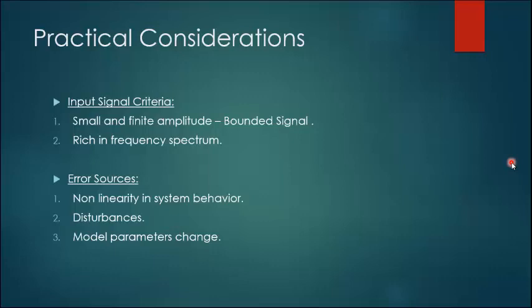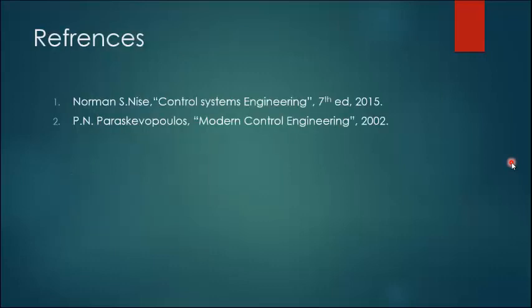Finally, we have model parameter changes. Model parameters of course change according to different factors, like temperature. For example, if we have resistive elements and the temperature rises, of course this resistor is going to change according to temperature. The same thing goes for a motor, when you have a motor and it starts heating. Finally, these are references that I recommend you read so you will get a better idea.